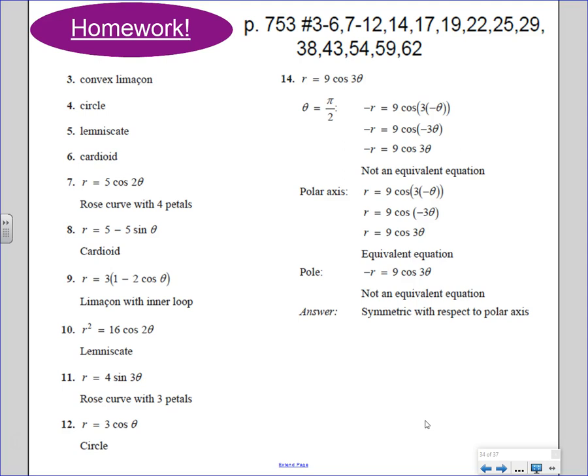That was the wrong, yeah, the dimpled was the one that just kind of went in a little bit. The cardioid is the heart that goes all the way into the pole. There is that special one, Ryan. The cardioid is a limaçon that goes all the way into the pole, has that little, like a heart. Cardiac part. Exactly.